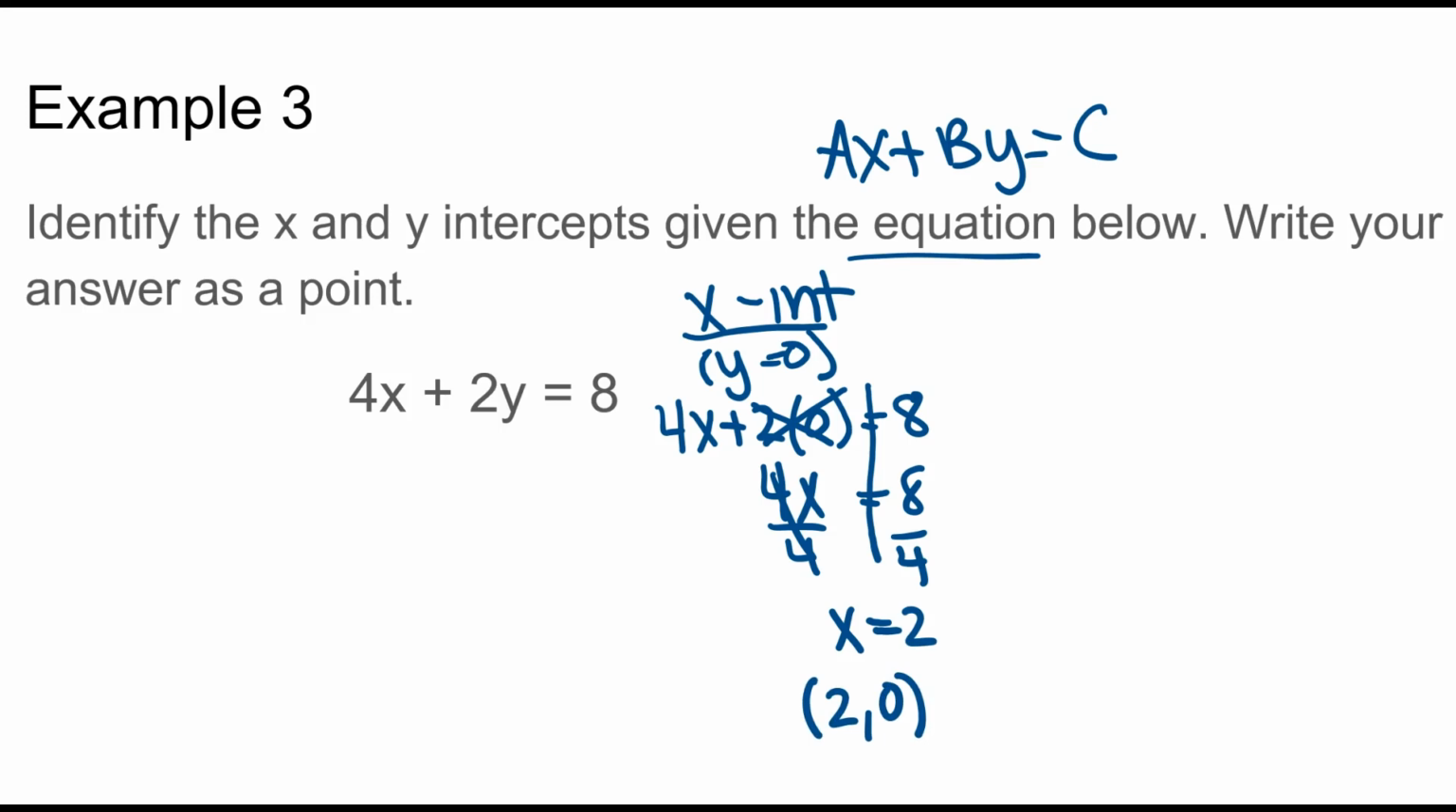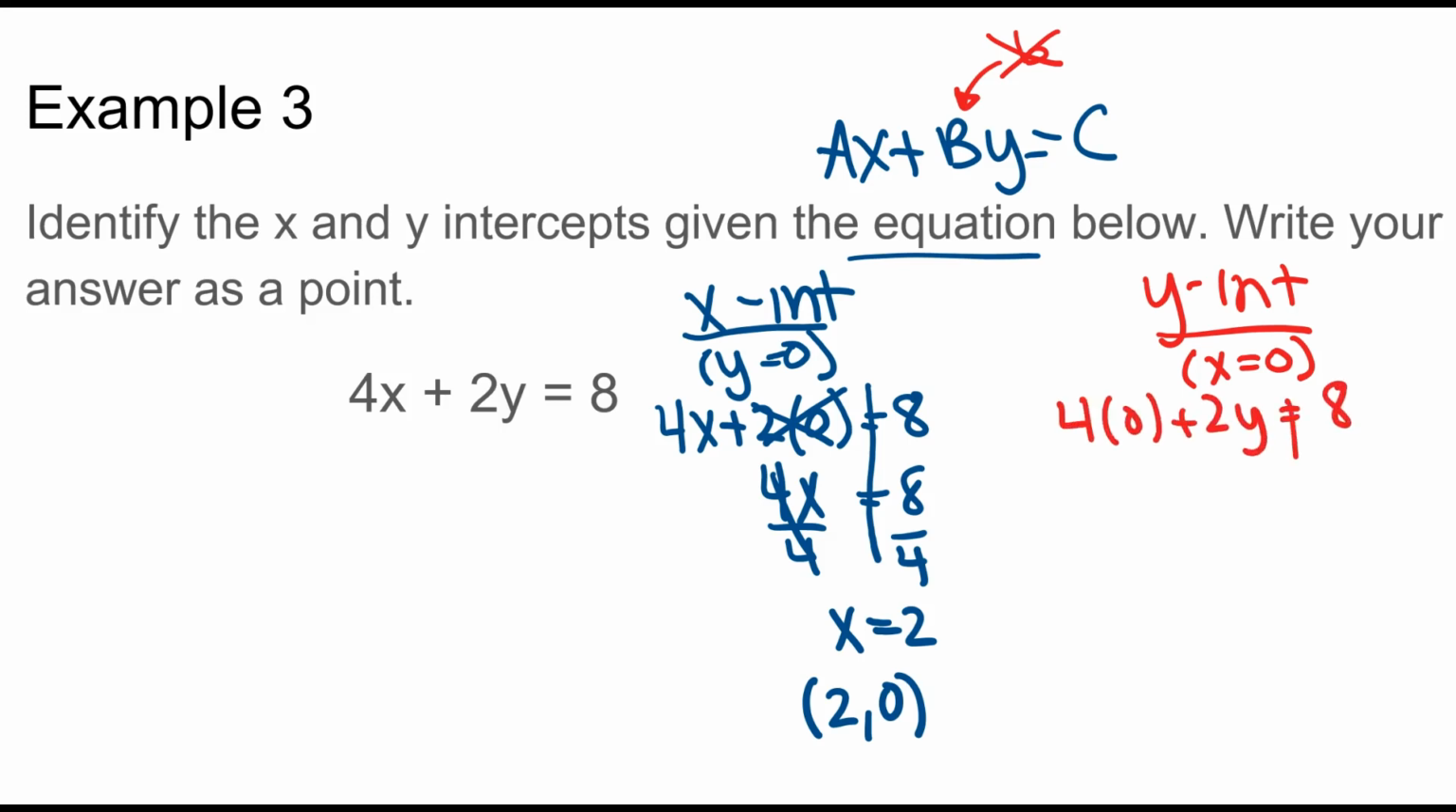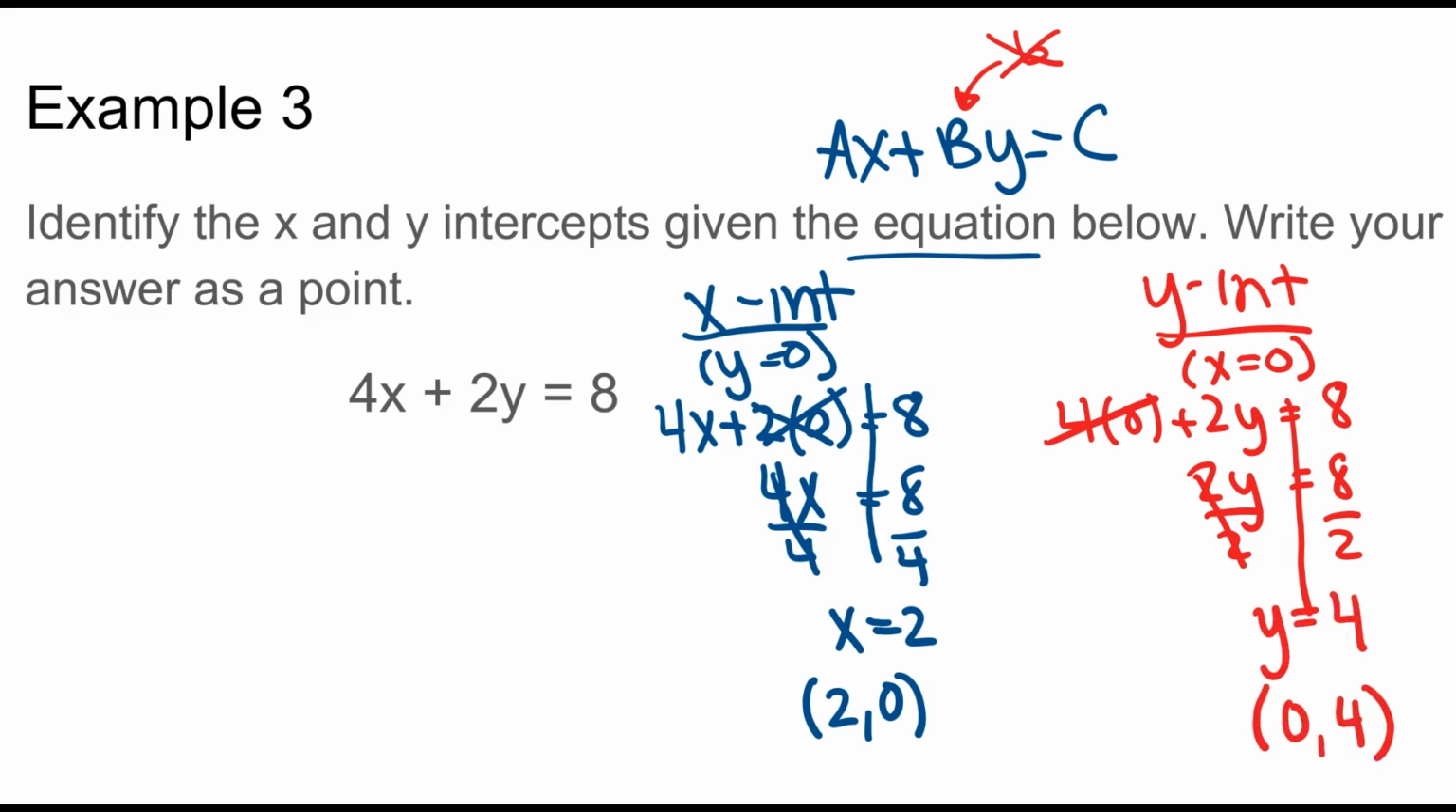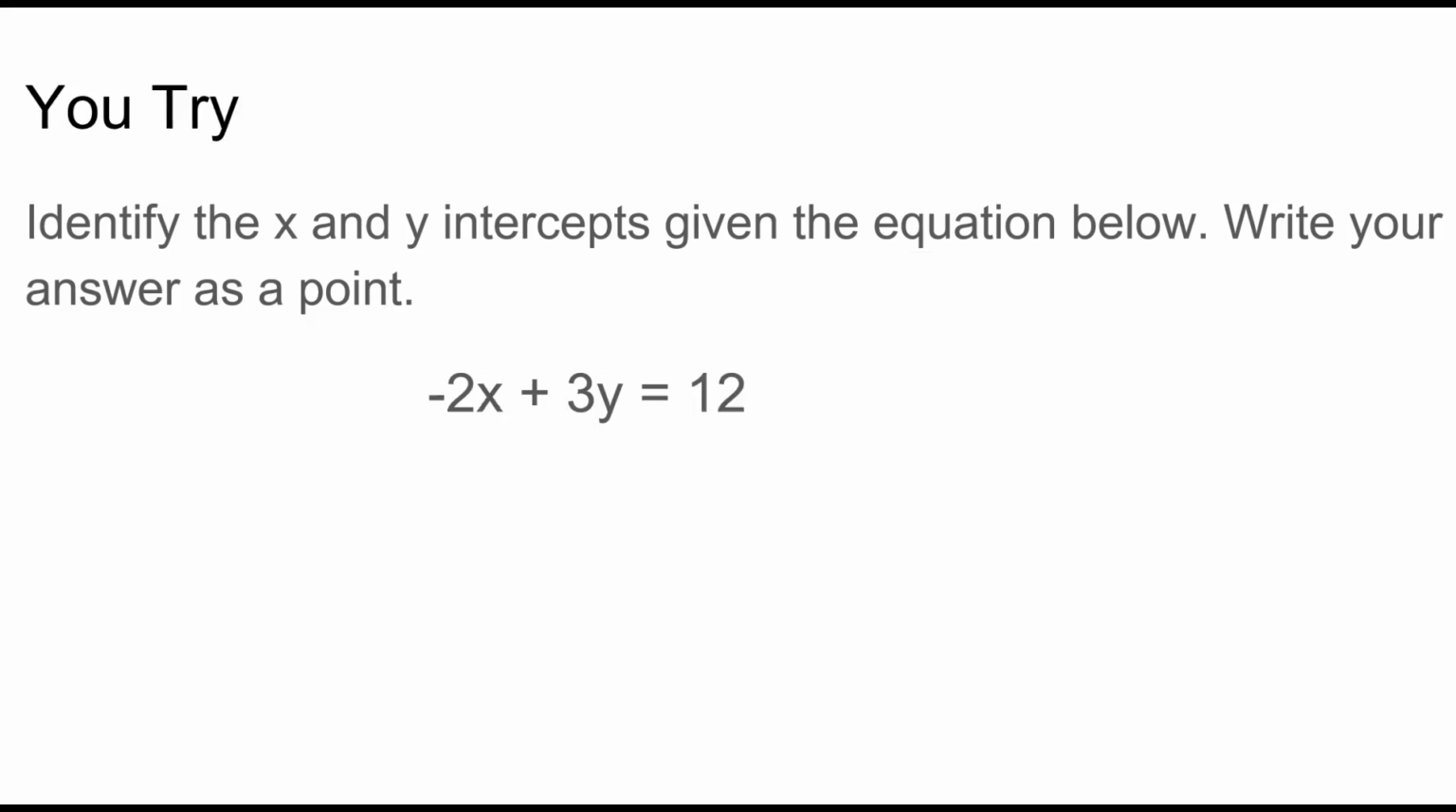Now, our y-intercept, we cannot just say, oh, it's b. Notice that this is a capital B, it's not lowercase b. So our y-intercept is when x equals 0. So that's 4 times 0 plus 2y is equal to 8. Well, 4 times 0, that goes away. 2y is equal to 8. Divide both sides by 2. Y is equal to 4. We get the ordered pair 0, 4. You try this next problem and press play when you're ready to see the answer and the work.